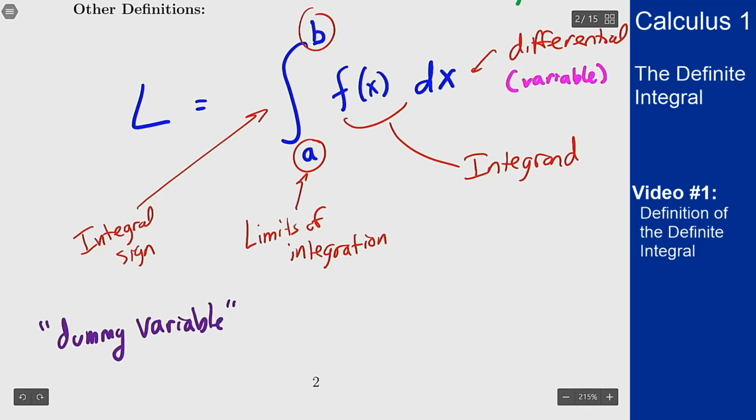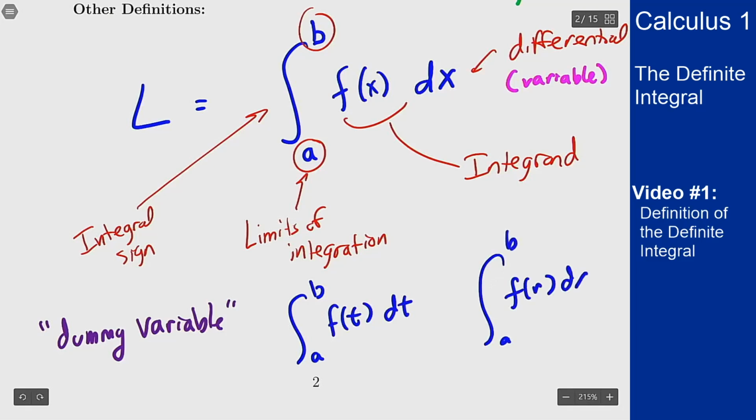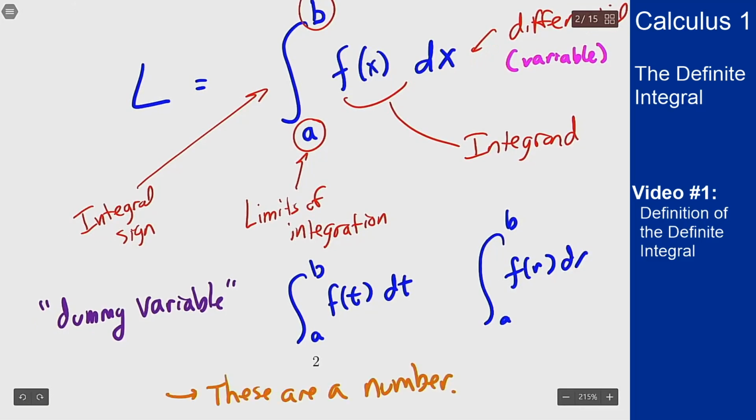A point to note right now is that this x is what's called a dummy variable. What I mean by that is it doesn't matter what letter I use there, the value is always the same. I could write the integral from a to b of f of t dt, or the integral from a to b of f of r dr. All these give me the same number. The note for all these definite integrals is that they are always a number. They're an area under a curve, so they are a number.